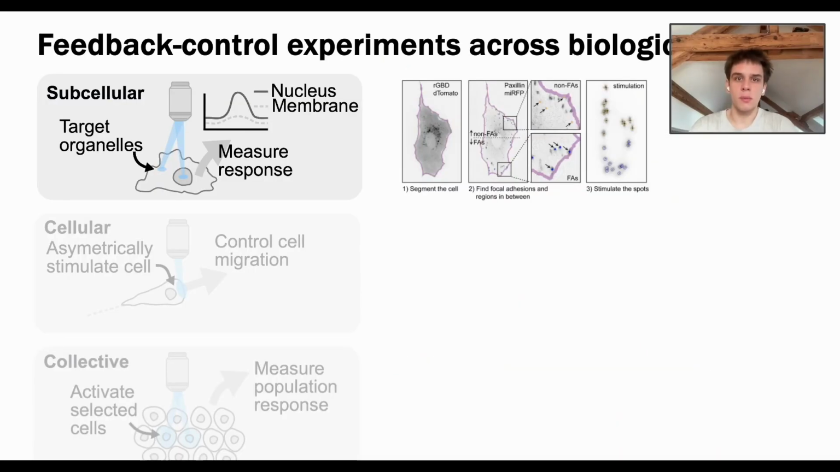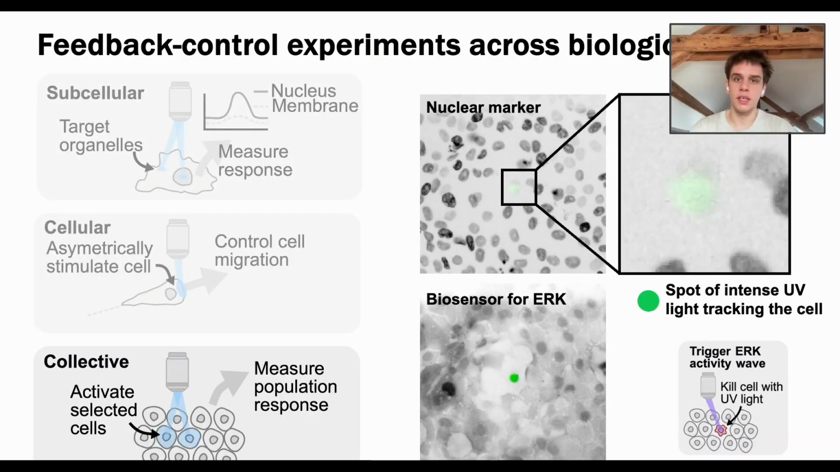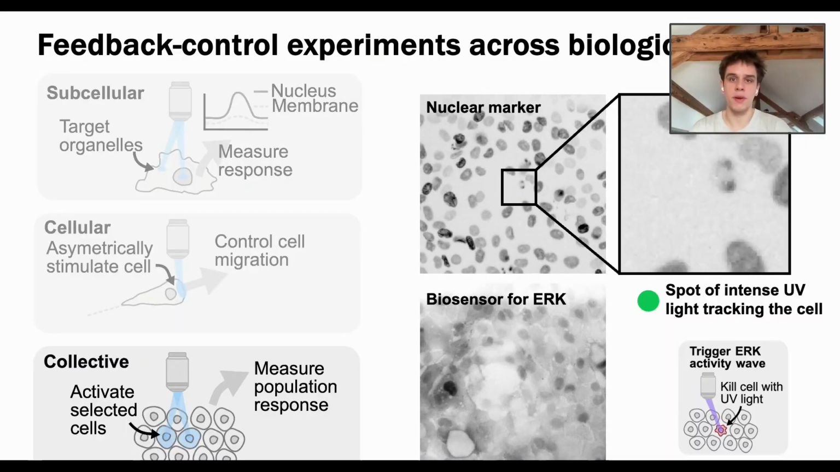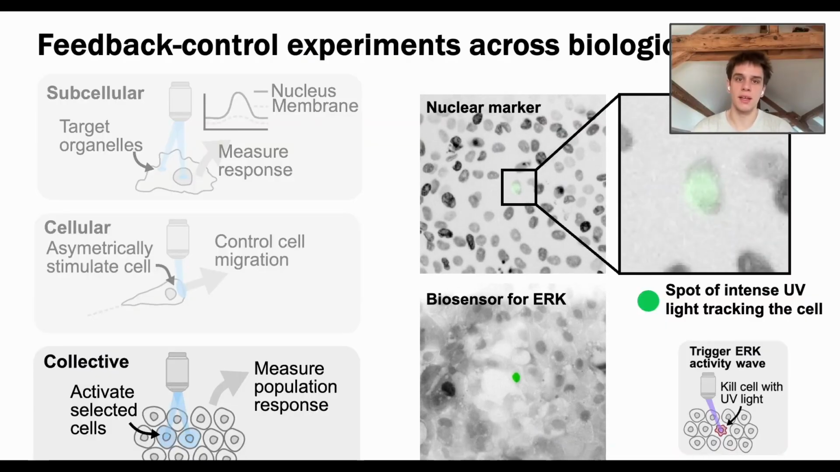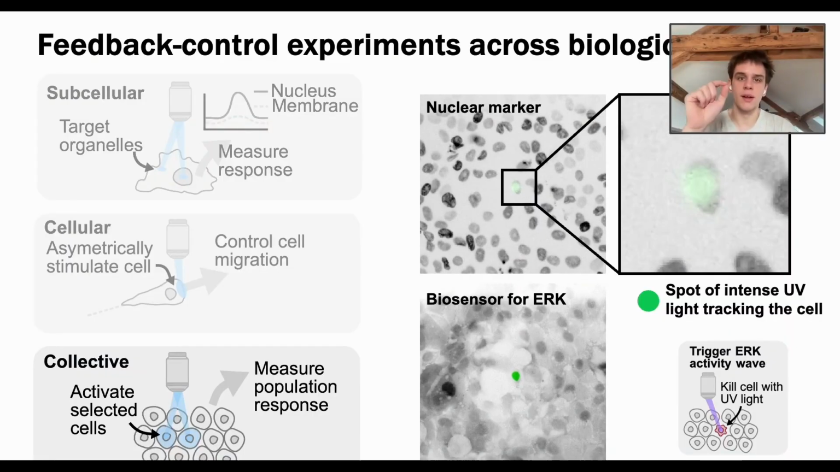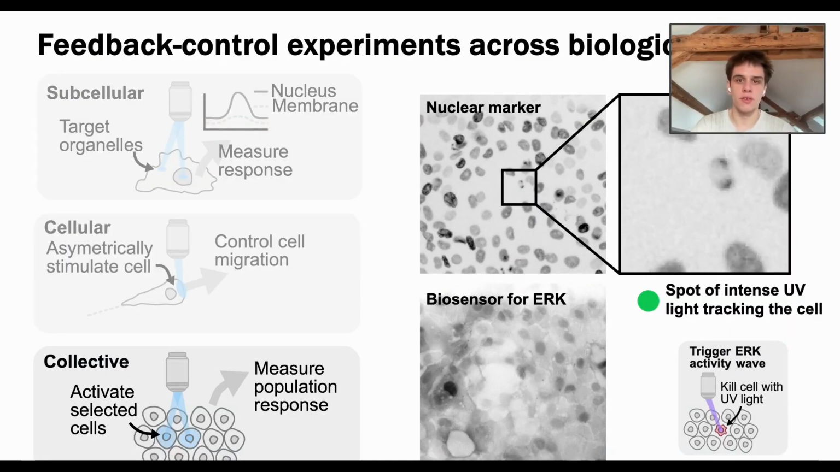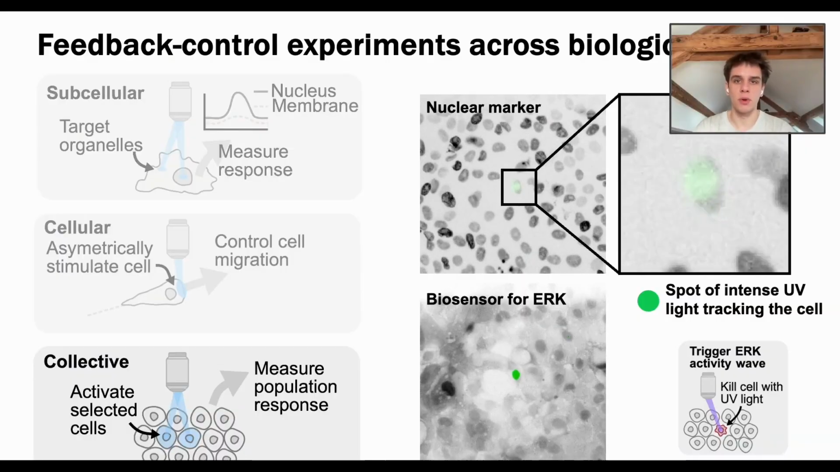Yeah, so this gives you a bit of an overview of this pipeline. We're able to do experiments across different biological scales, so from extremely small subcellular scales, focal adhesions, to cellular scale where we can control cell migration, but also collective scales. So for example, here I have a tissue of breast cells and I shine UV light on a specific cell. I track it over time and kind of give the tissue a mini sunburn. And then you can see how the rest of the population responds to that. So we're not only able to do experiments with optogenetics, but any kind of light-based perturbation.